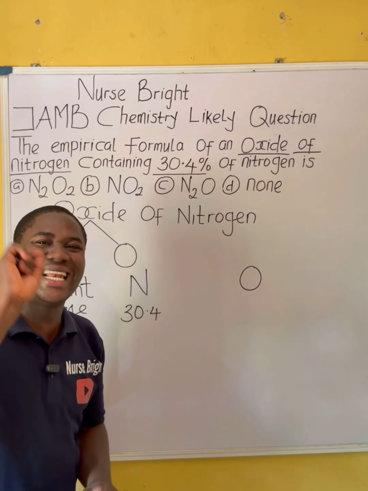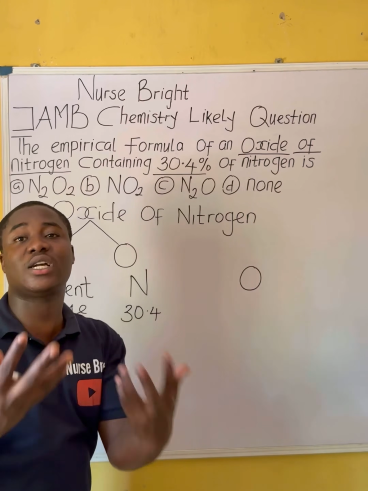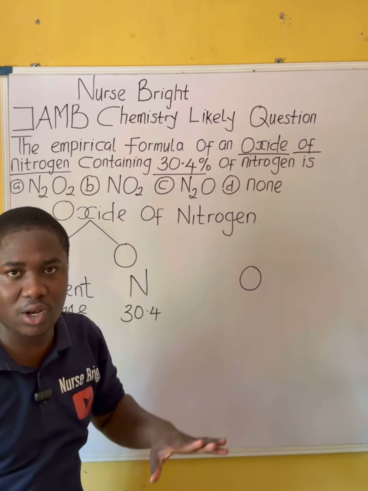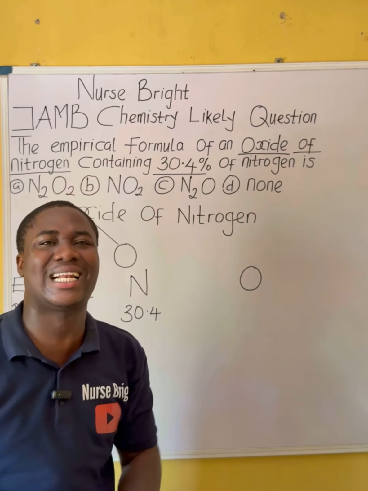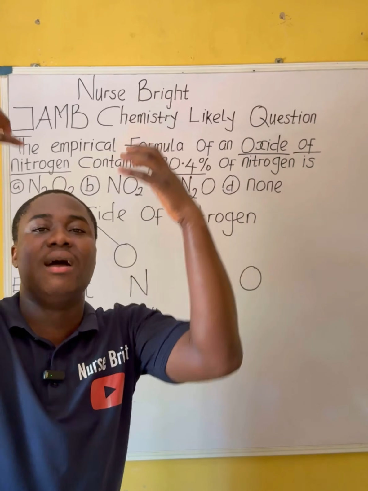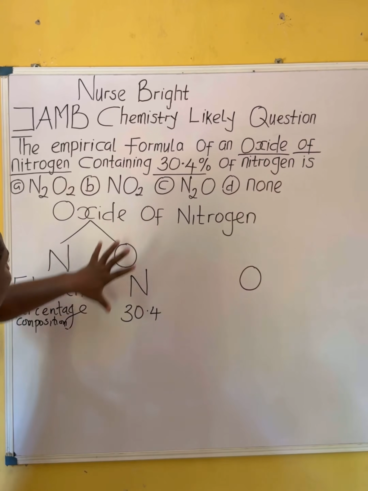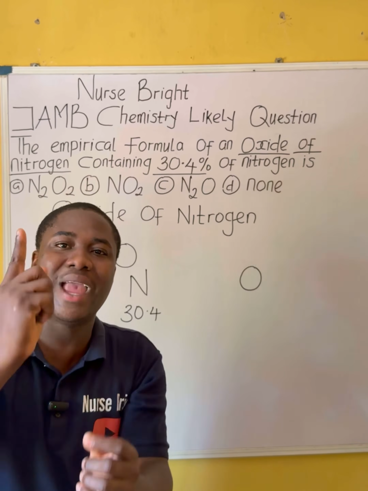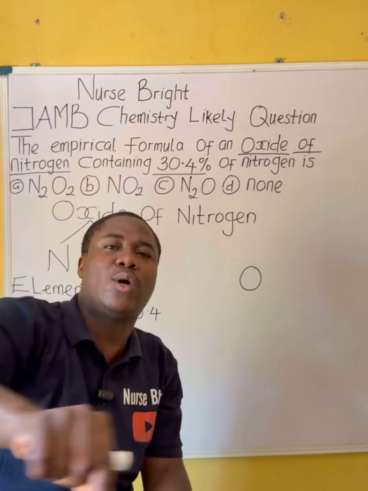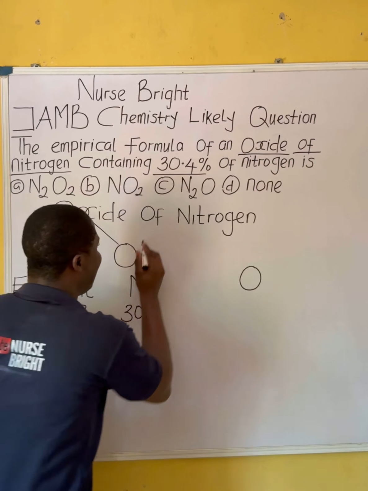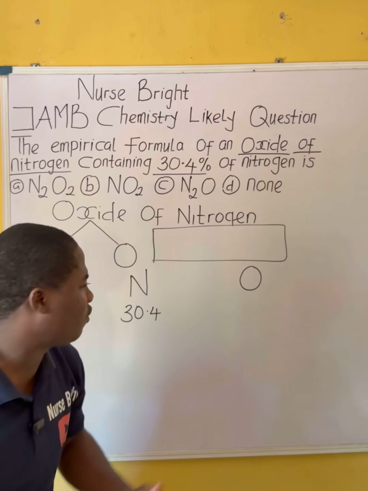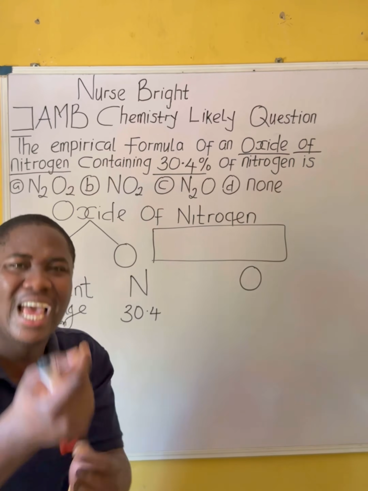Are you following me? The next step to take, because definitely oxygen should have its own percentage composition, but based on how the question is coined, they did not give it to us directly. That is why you should be aware that all compounds have their percentage composition. So for this compound whose empirical formula you want to determine, you should be aware that the percentage composition of all compounds must always equal 100. This is what I mean, guys. It is very important to note this, because we now want to solve for the percentage composition of oxygen, because we need it to solve this question.